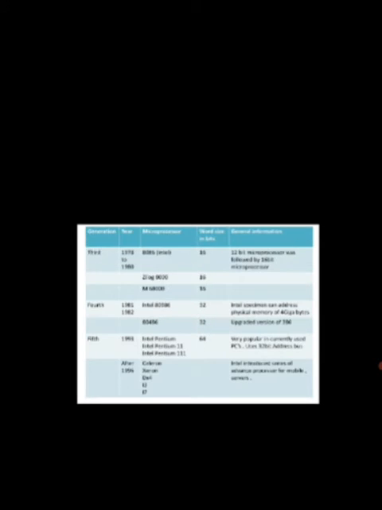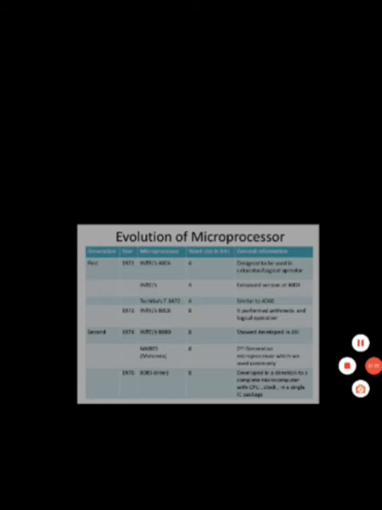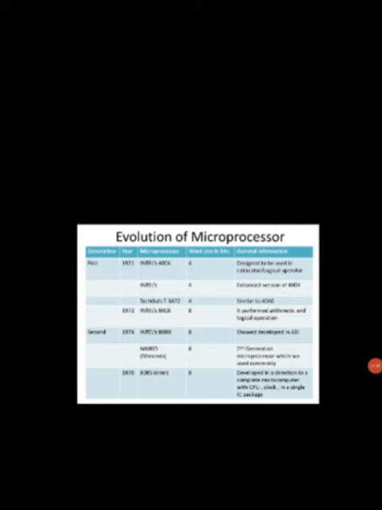Now we will revise the evolution of the microprocessor. Then we will start with the block diagram of computer, block diagram of microcomputer and block diagram of generic microprocessor and its significance. So let's revise the evolution of the microprocessor.